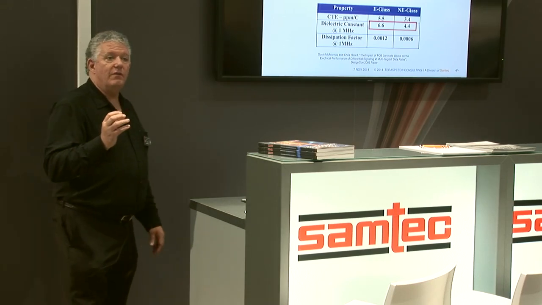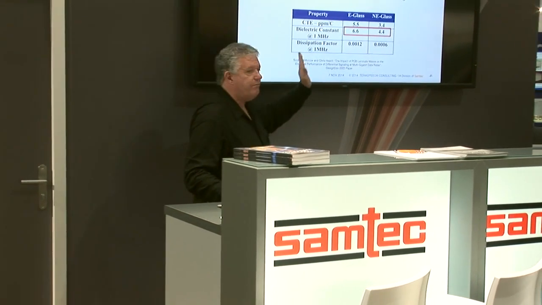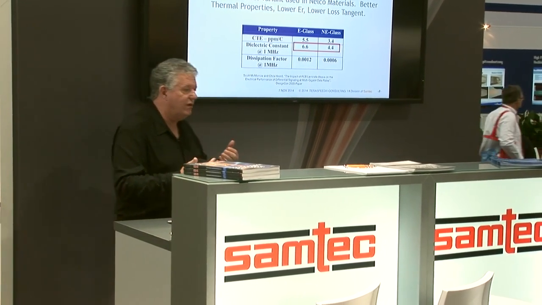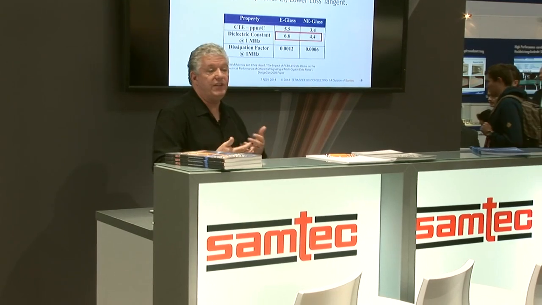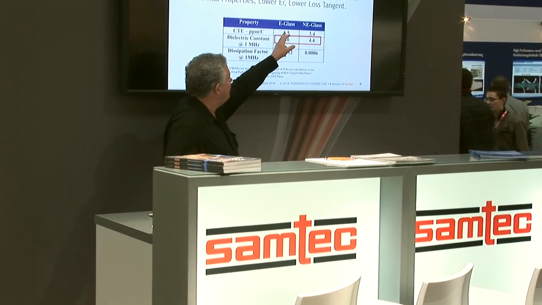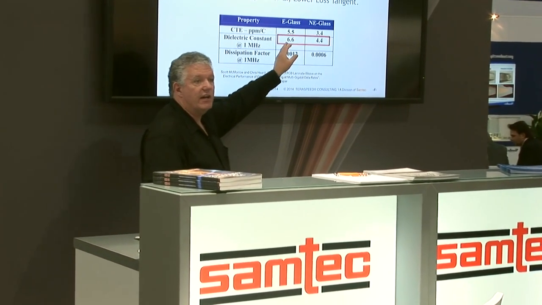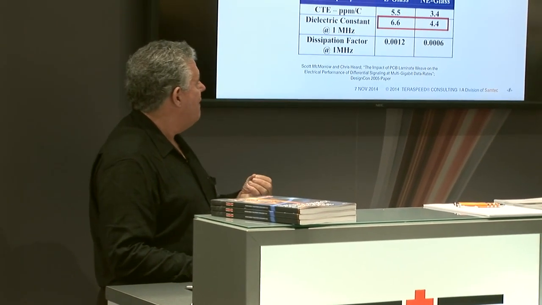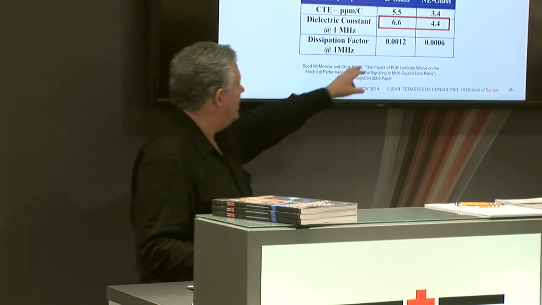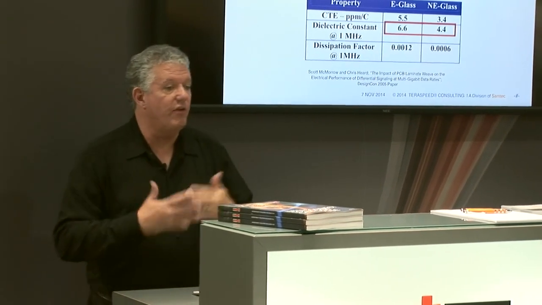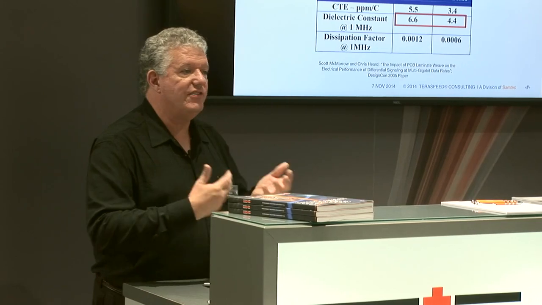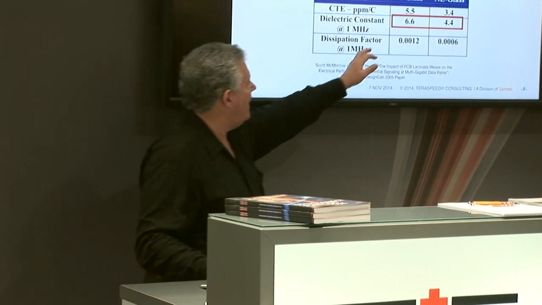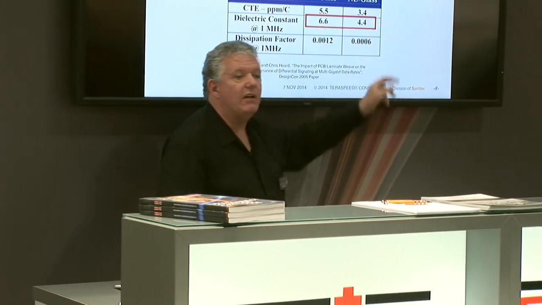In high-speed design, the reason why fiberglass is an issue and limits or dictates our performance is because of the very high E sub R, the dielectric constant of that glass. For standard E-glass that's used in most materials, the dielectric constant is 6.6, which is very high. A typical printed circuit board has an E sub R of about 3.5 to 4. So this is very high, and then our NE glass is a bit lower.